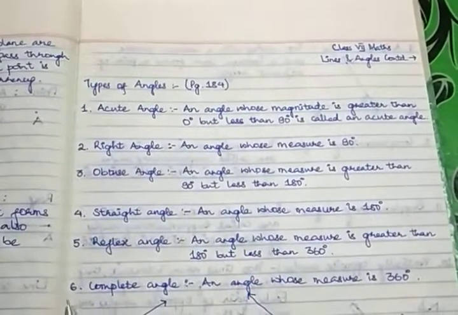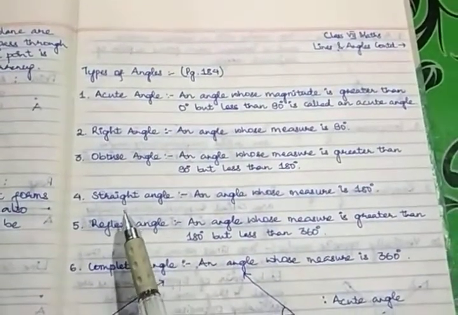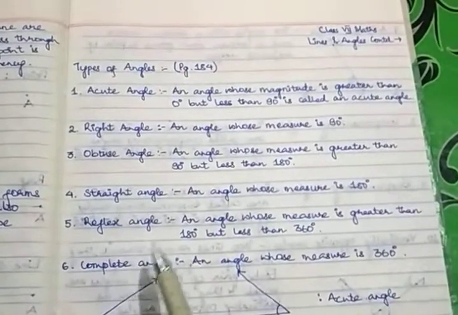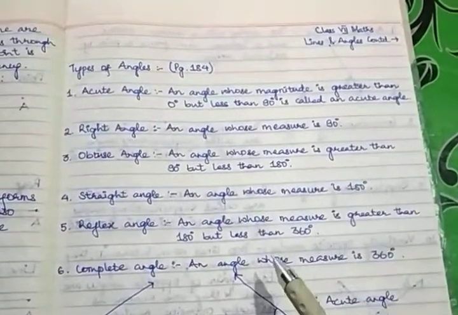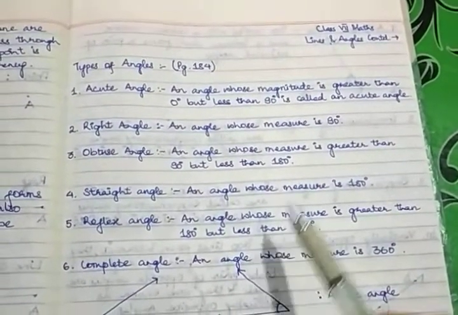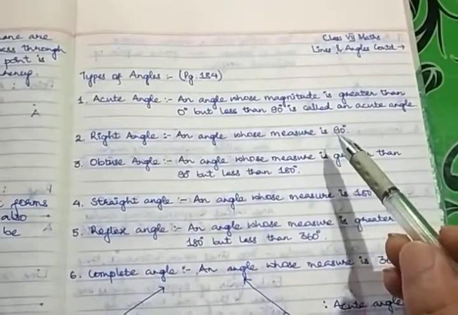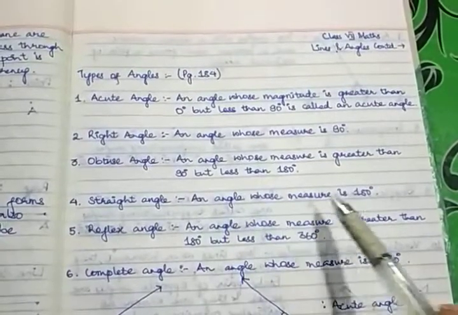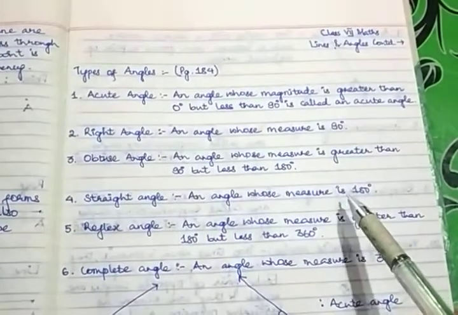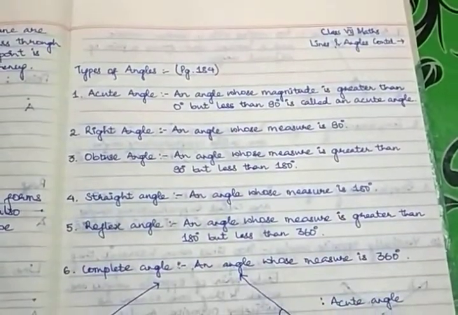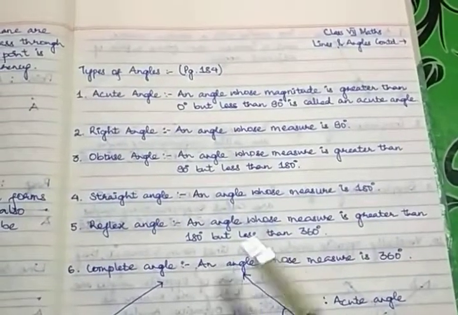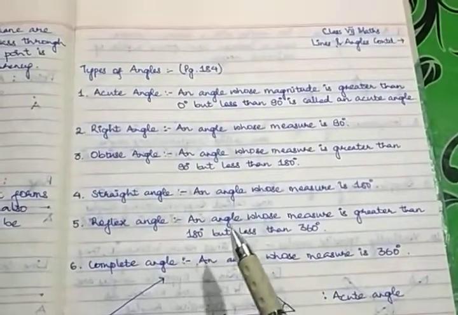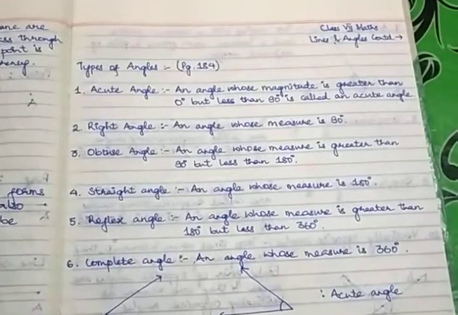The fourth one here is the straight angle, an angle whose measure is exactly 180 degree. Now see again, for 90 degree it's a right angle, and for 180 degree, an angle whose measure is exactly 180 degree is known as a straight angle. Not more than 180 degree, not less than 180.